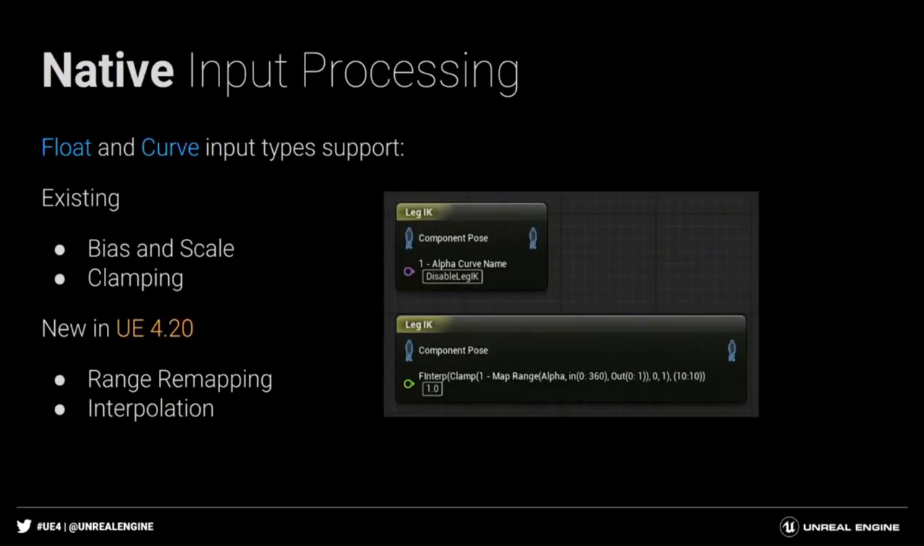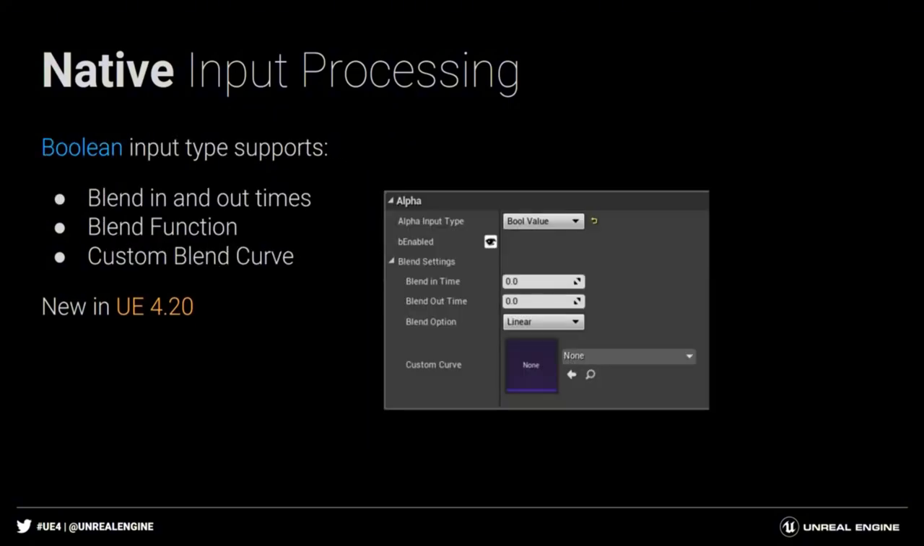And to actually make this a little bit more flexible, we added different methods of processing or transforming the value that is read. So before we had biasing and scale and clamping, and in 4.20 we also added range remapping and interpolation, so you can do all this natively rather than needing to do this in a blueprint. And for bool values specifically, you're also able to define the blend in and out times, the blend function you want to use, or even define a complete custom blend curve to do this blending in and out of a node. So that's some stuff we added to the animation blueprints to make them faster at runtime.